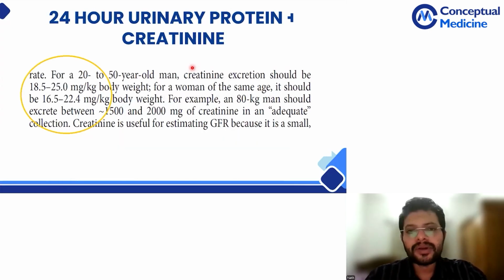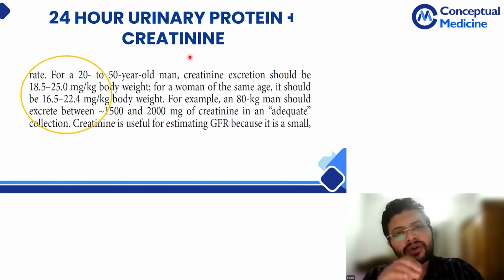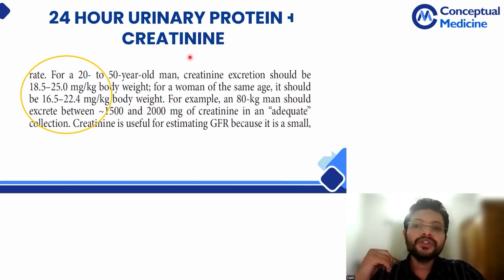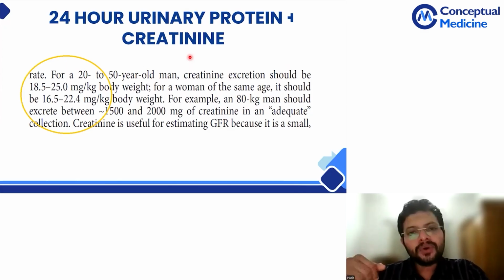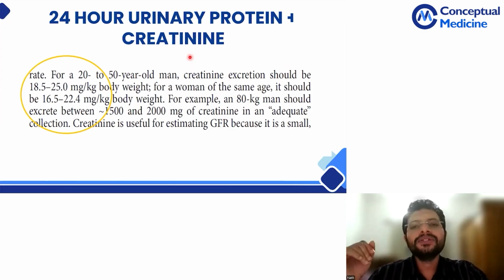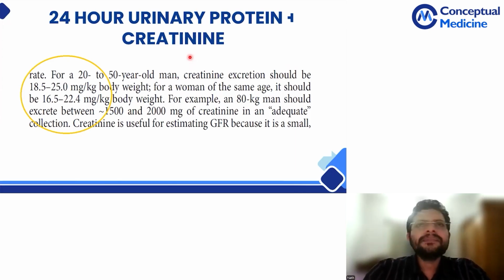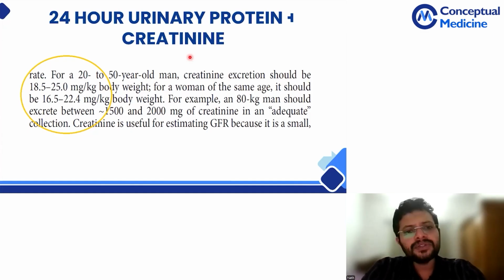And this is a screenshot from your Harrison textbook that whenever you're ordering a 24-hour urinary protein, it is very, very important that you also order a 24-hour urinary creatinine. Both should go hand in hand because it is useful for you to verify if the patient has submitted the entire quantity of urine. Let us read the line from Harrison. For a 20-year-old to a 50-year-old man, creatinine excretion should be around 18.5 to 25 milligram per kg body weight.